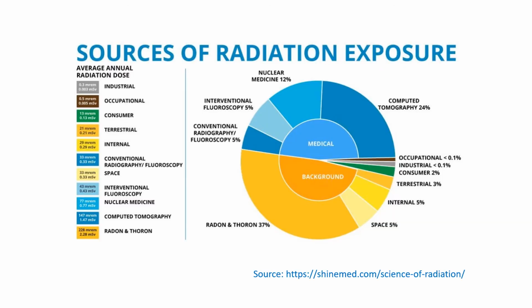These are our sources of radiation exposure. The greatest part of the pie is background radiation, wherein we have radon and thoron, 37%, and then you have from space, 5%. And from the medical part, you have computed tomography, 24%, and then nuclear medicine, which is around 12%. So here shows our sources of radiation. Many are also from industrial sources, occupational sources, and consumer sources. Okay, and that's it for this lesson.